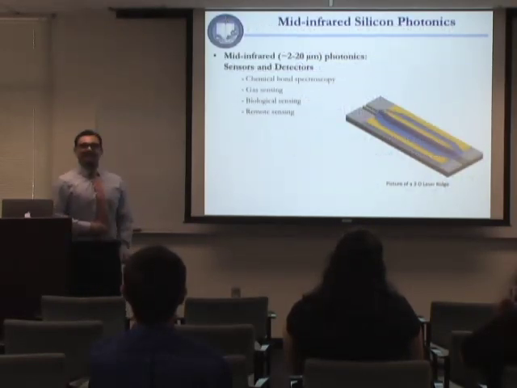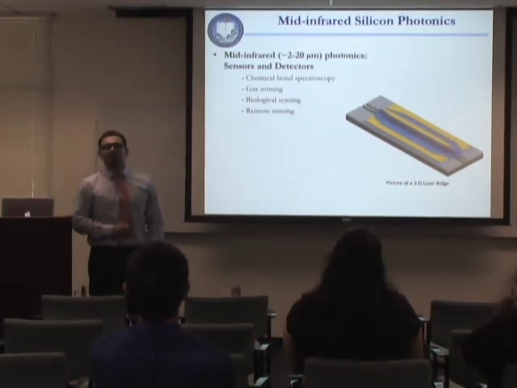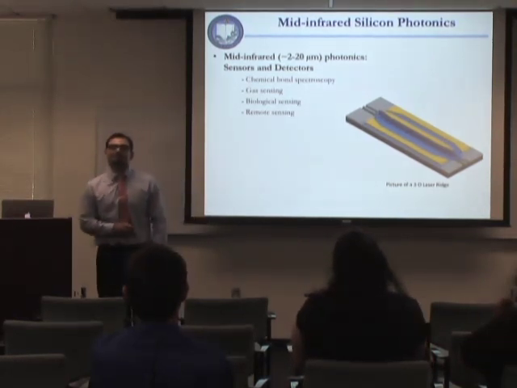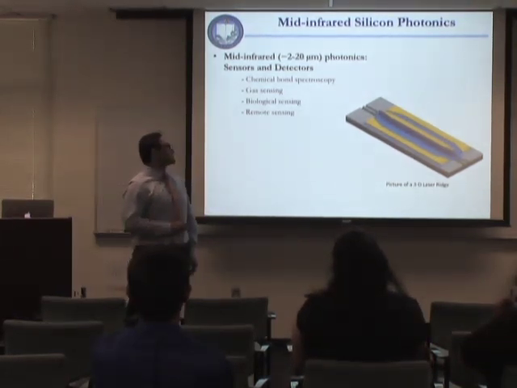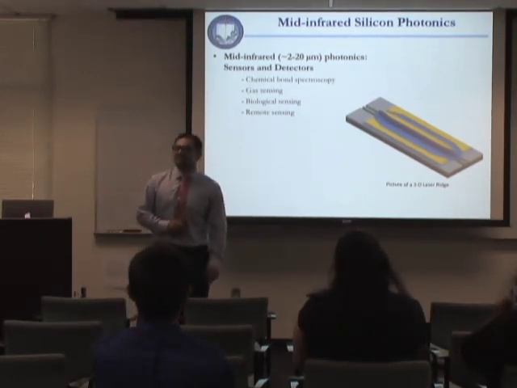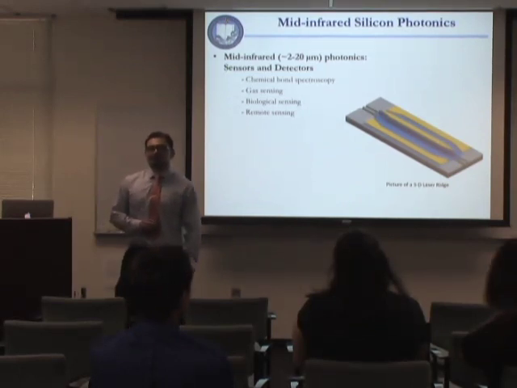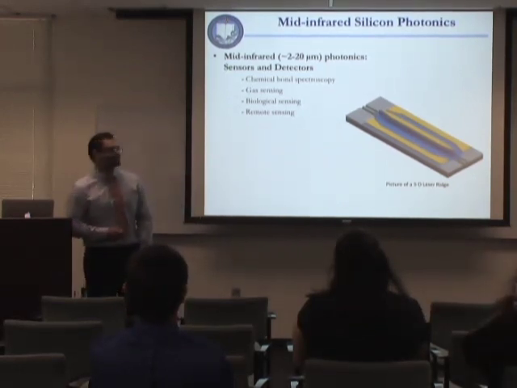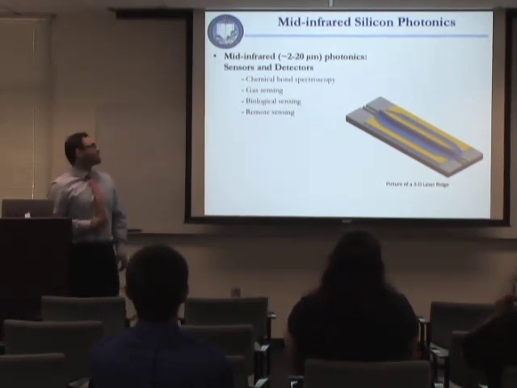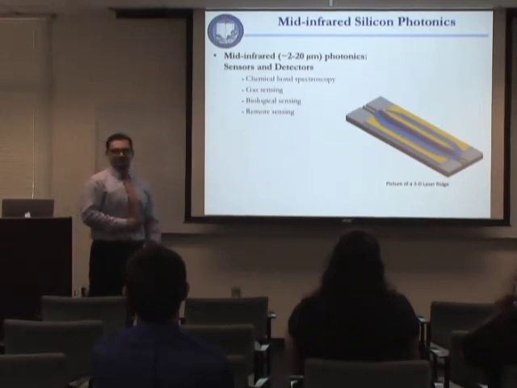The quantum cascade lasers emit light in the mid-infrared wavelengths. We are interested in these mid-infrared wavelengths because they span approximately 2 to 20 microns. Another benefit with these mid-infrared wavelengths is that they enable many different applications with varieties of sensors and detectors. Here we have 4 different applications: chemical bond spectroscopy, gas sensing, biological sensing, and remote sensing.